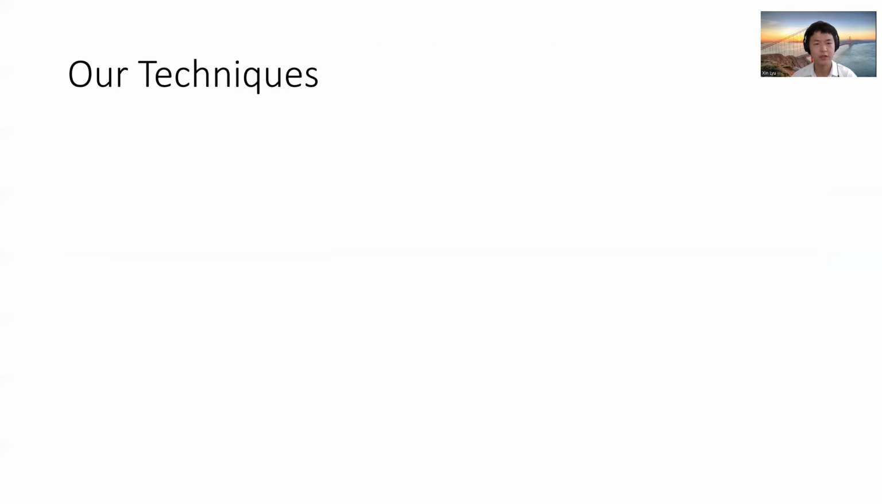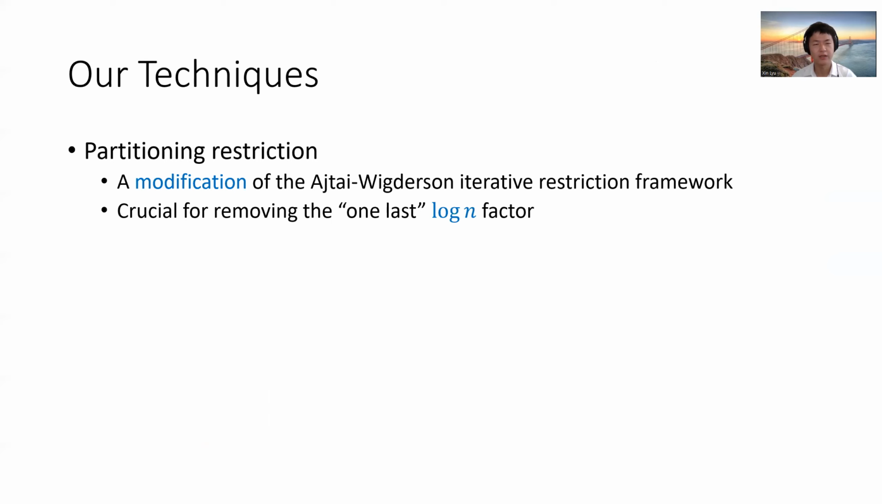Now let me tell you a little bit about our technique. As we have hinted in the last slide, our result is based on two new technical tools. We introduce them below. The first technical ingredient is a partitioning-based approach to design PRGs. This can be seen as a modification of the Ajtai-Wigderson iterative restriction framework. This partitioning-based approach is crucial for removing the one last log n factor.